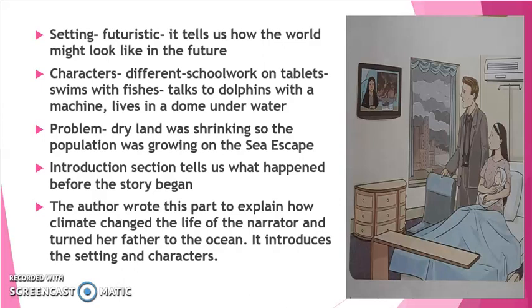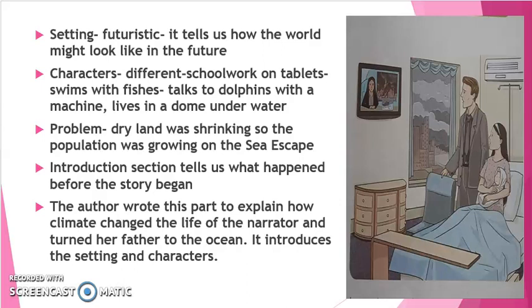And this was what Tara's father used to do. He used to make domes, or buildings under the sea, for people to stay. Now if you notice, the introduction section tells us what happened before the story began. This is a very beautiful part, and a very important part, because it connects the whole story. If you did not have this introduction part, it would have been very difficult to connect with the story.